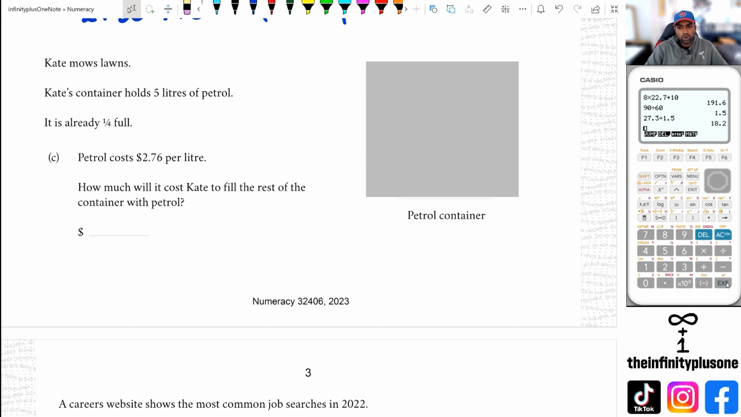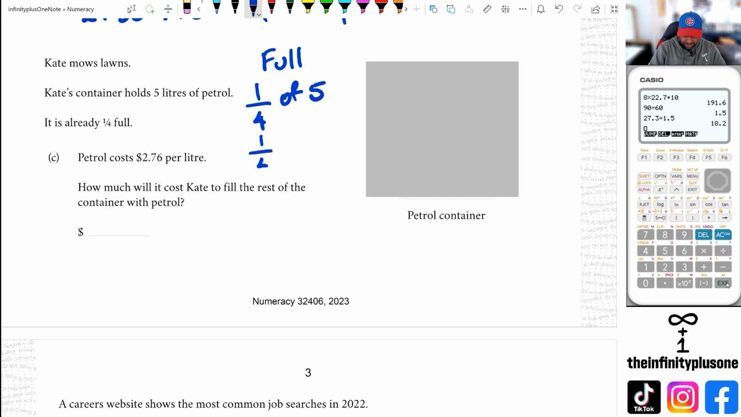So question C, what we've got is Kate mows the lawn, and the container holds 5 liters of petrol, it's quarter full. Petrol costs $2.76 per litre. How much will it cost Kate to fill the rest of the container? So the first step is we need to figure out how much of this container is actually empty. Now it says it's quarter full. So I'm going to work out what quarter of 5 is.